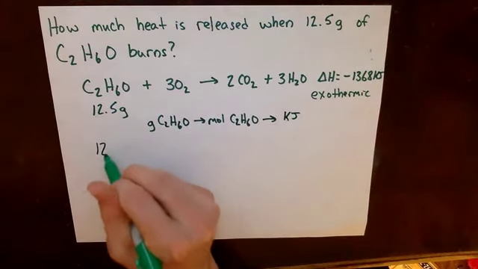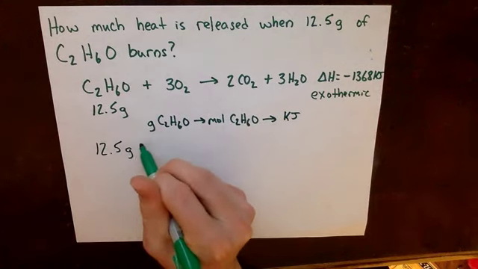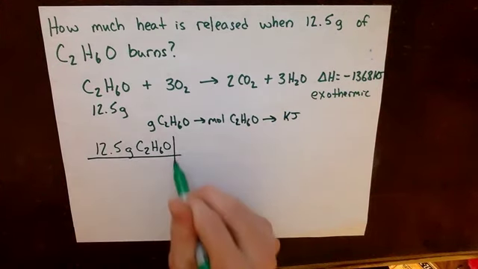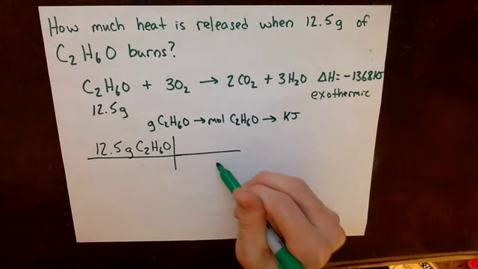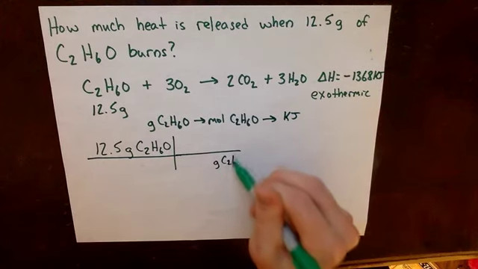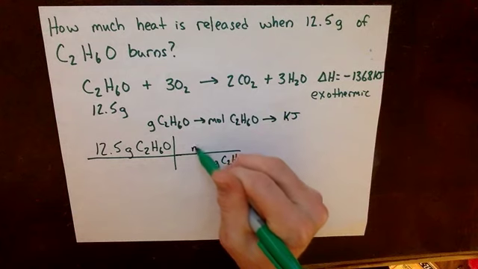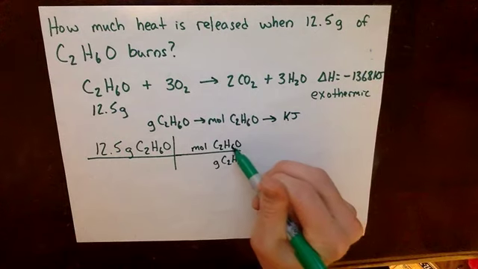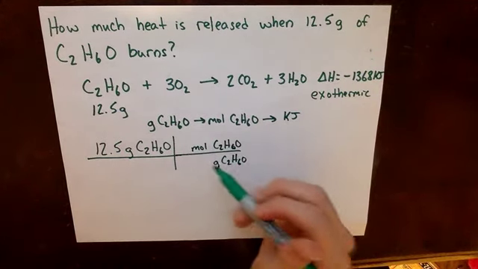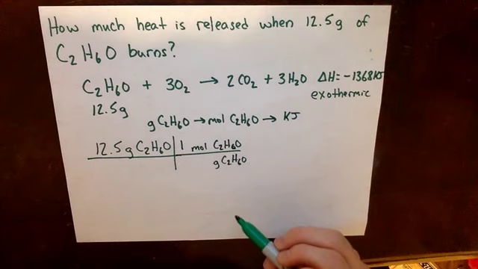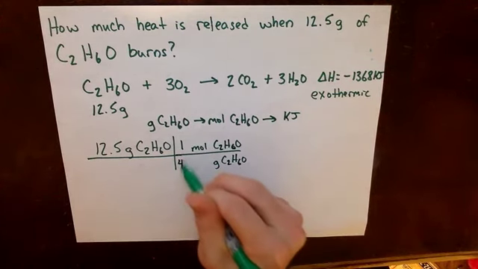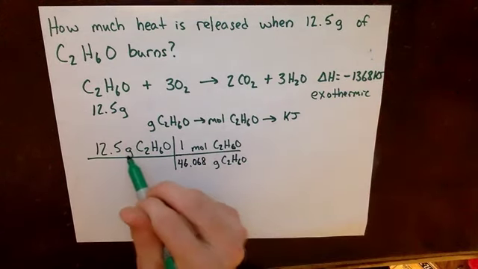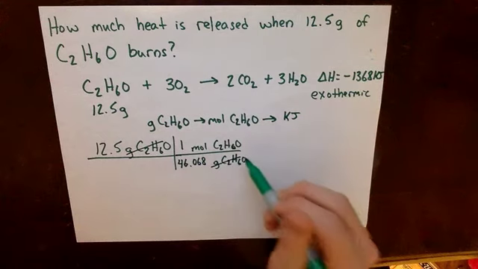We have 12.5 grams of C2H6O. And we want to get rid of grams, so we'll put that on bottom. We don't want grams of C2H6O. We're trying to convert that to moles of C2H6O. So we've got mole and grams, so that's the molar mass. 1 mole of this. Add these numbers up, and you get 1 mole equals 46.068 grams. That will cancel out my grams of C2H6O.